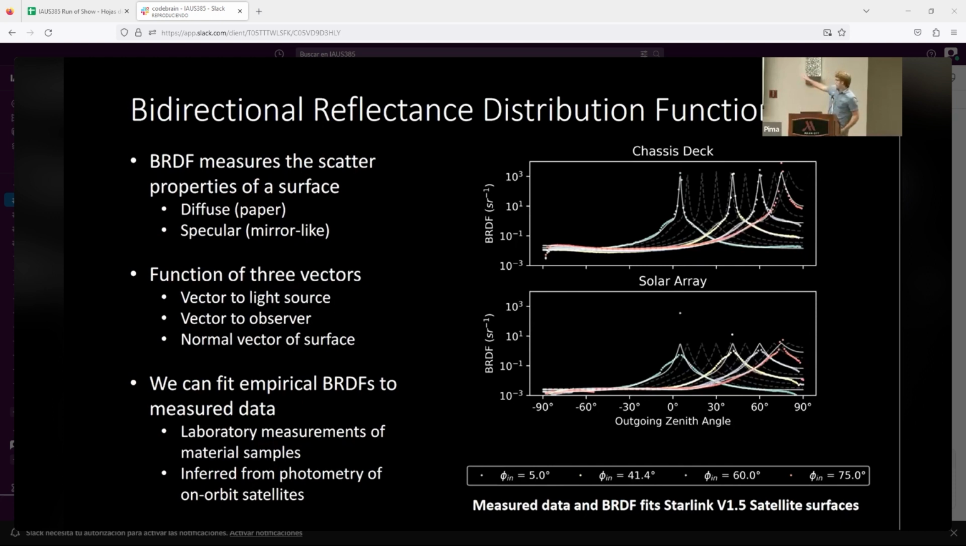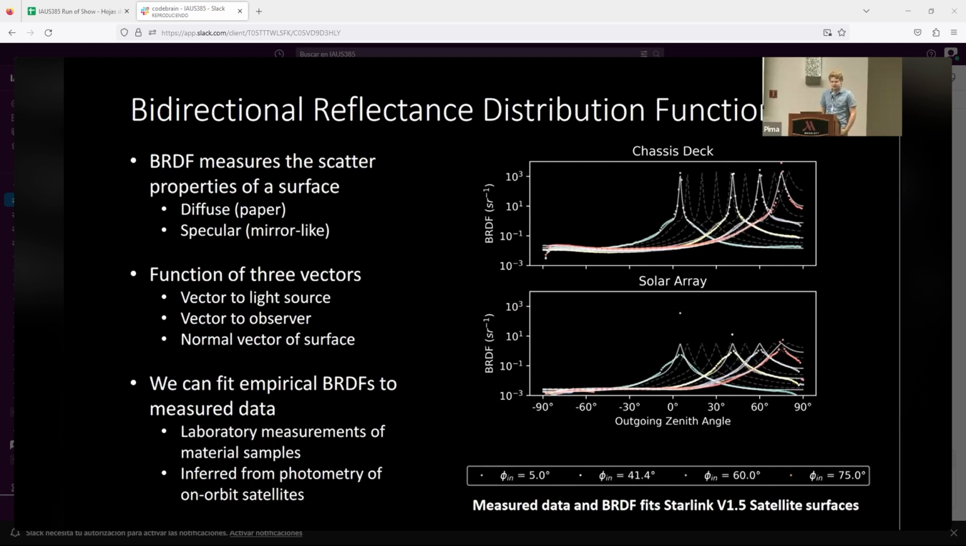So you can see here we have the BRDF of the chassis deck and the solar array for Starlink V1.5 satellites. And what we do is we actually fit measured BRDF data to analytical, empirical BRDF models. And then we can use those models to calculate satellite brightness at an observer. You throw in an inverse square law and some cosines, go read the paper. The details don't really matter.